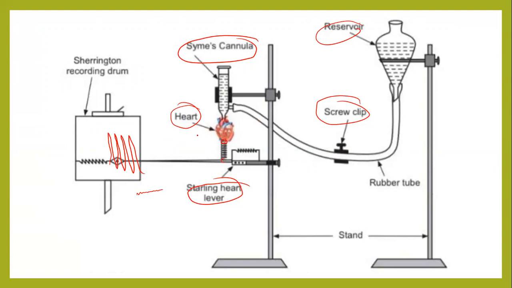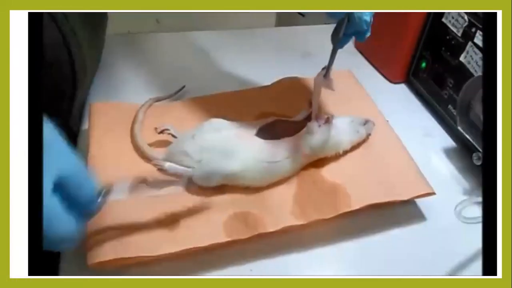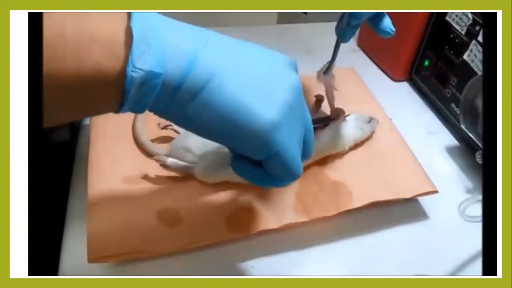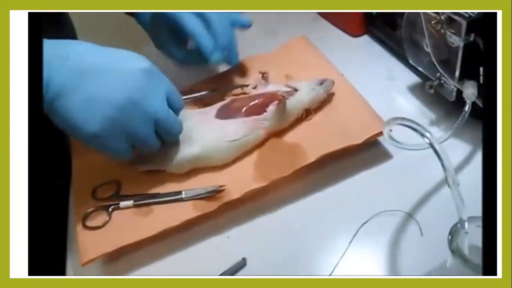It is very simple to say as such, but when we have to do it, it requires some skill: how to isolate it and which part of the heart we have to mount. So I will now show you the video. Just watch it. This video is about isolating the rat heart, but the principle remains the same.